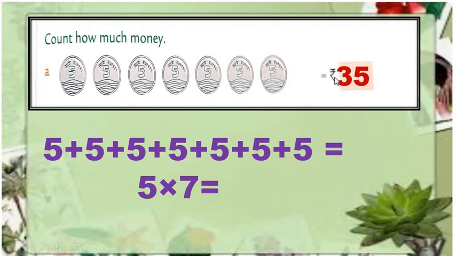So, in this box, everyone write down rupees 35. We have 7 5 rupees coins here. By making the total of those coins, at the end we get 35. 5 plus 5 plus 5 plus 5 plus 5 plus 5 plus 5. 5 sevens are 35.